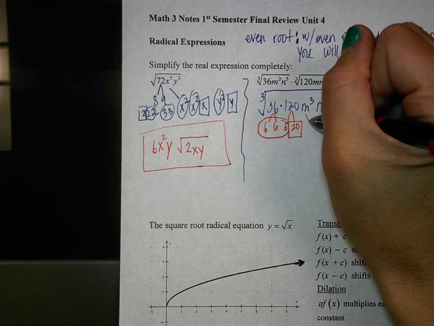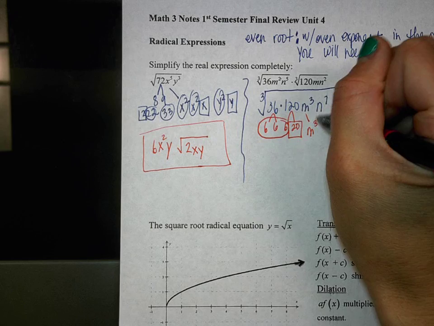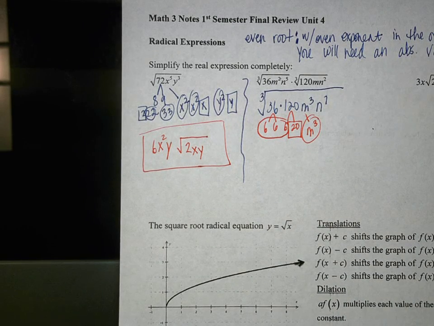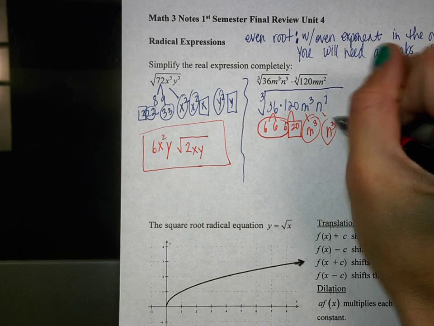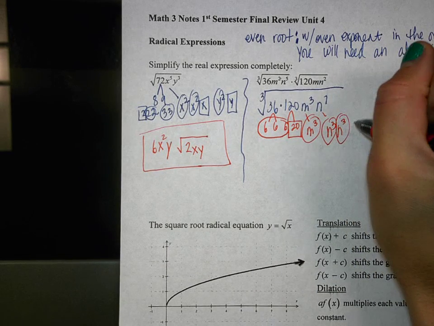If you look here, we need 3 for a group. I have 3 M's, so all my M's are in a group, and I'm good there. And then n to the 7th, how will I end up writing that? 2 nines and 1. Good, so we have n to the 3rd, and then 1 n left over.